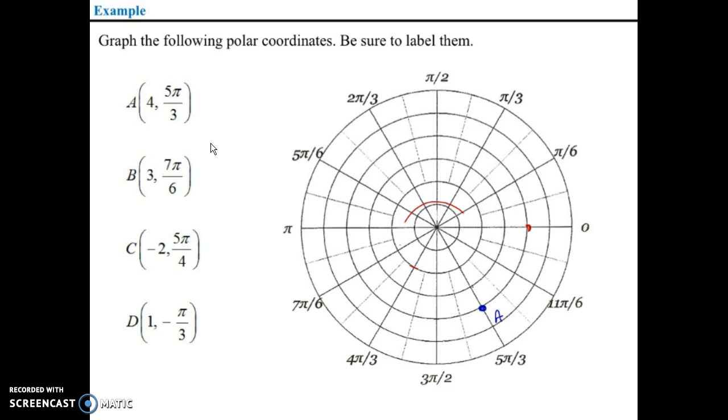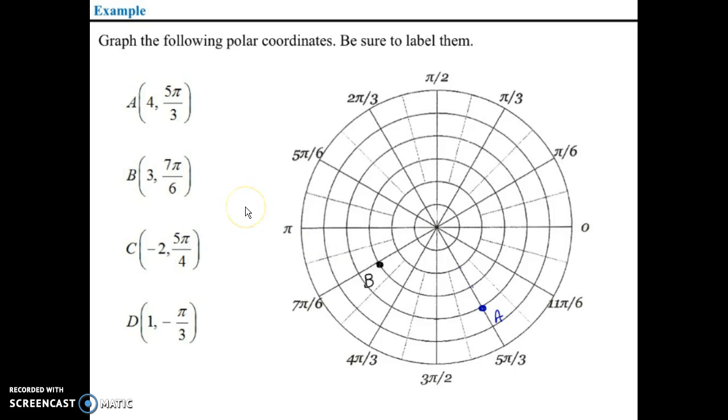Now, that is actually really time consuming, and I'd like to share with you another way to graph these points. You can actually go with the rotation first, like the angle, and then radiate out from the pole. So let's try B real quick. 7 pi 6. Well, you rotate to 7 pi 6, and we're going to travel out 3. So that's going to be right here, is point B. Make sure I fill that in.